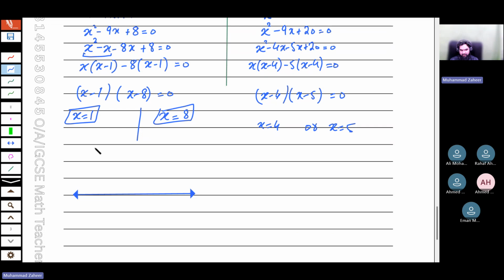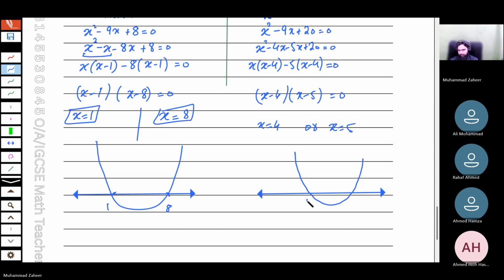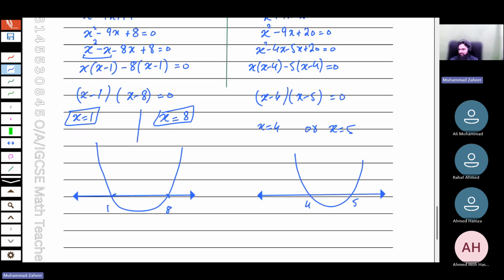It is the quadratic graph. It is going to look like this. It will be 1 and 8. From here, I'm going to get the graph. It is going to be 4 and 5. It is going to be 1 and 8 and 4 and 5.